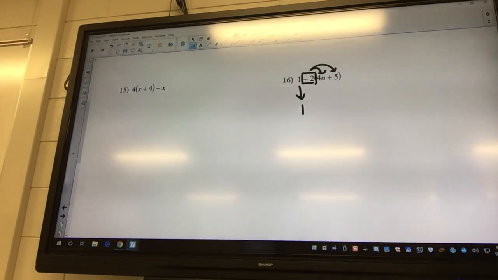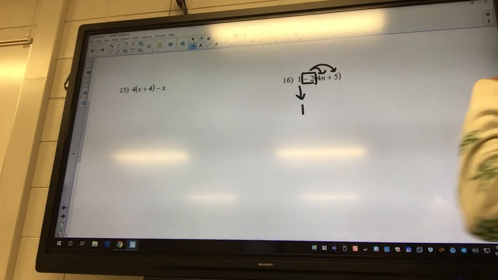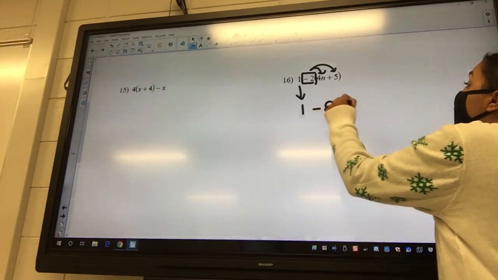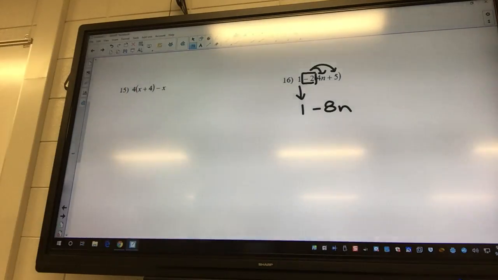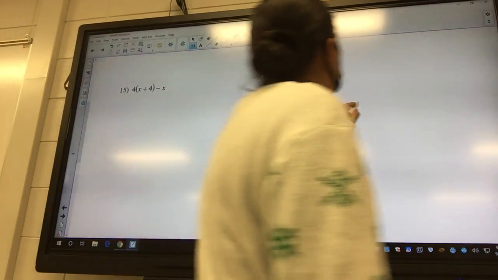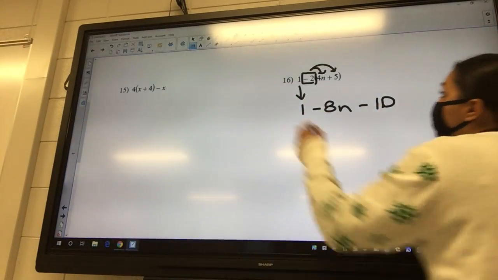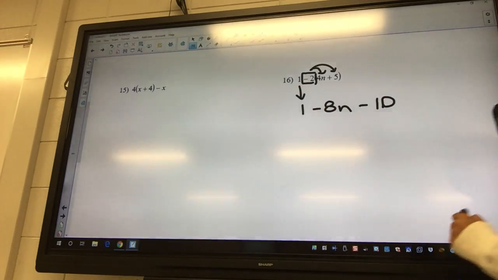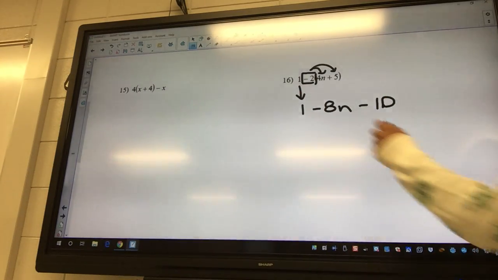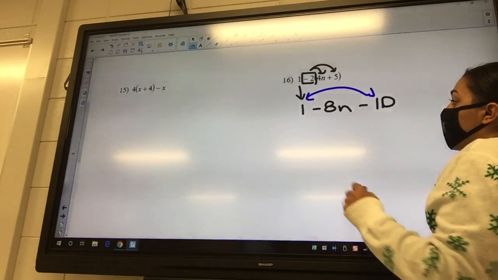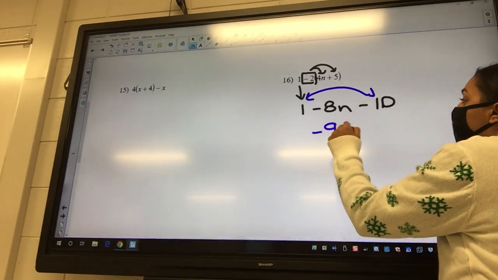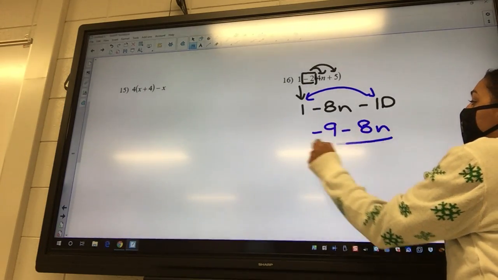Negative 2 times 4? Negative 8. And negative 2 times a positive 5? Negative 10. Are we finished? No. What can we combine? The 1 and the 10 to give me what? Negative 9 minus 8n.